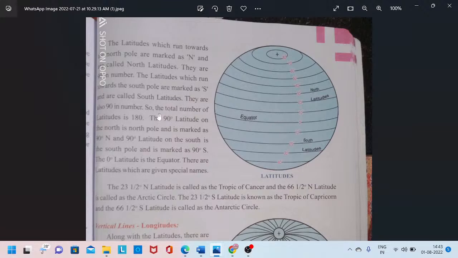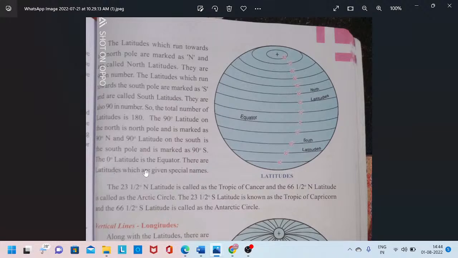So how many latitudes do we have in total? We have 180 latitudes. The 90 degree latitude on the north is the north pole and is marked as 90 degrees N, and the 90 degree latitude on the south is the south pole and is marked as 90 degrees S. You can see here 90 degrees N and here 90 degrees S. The 0 latitude is the equator.